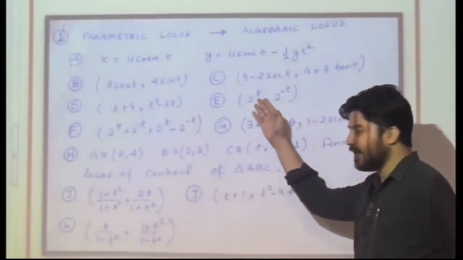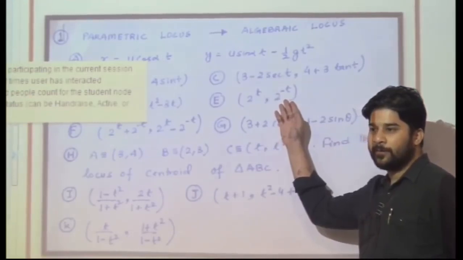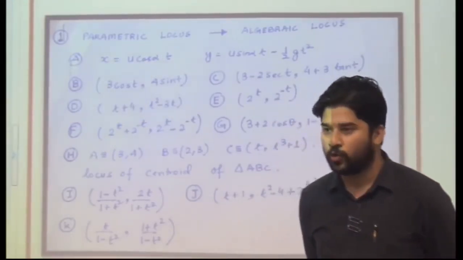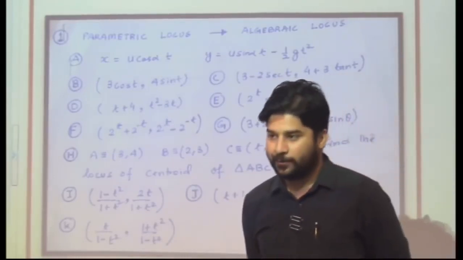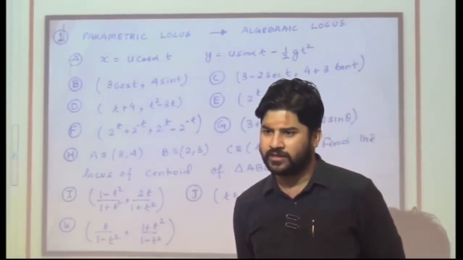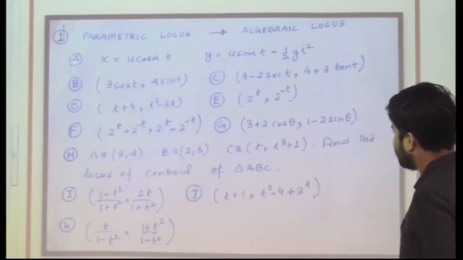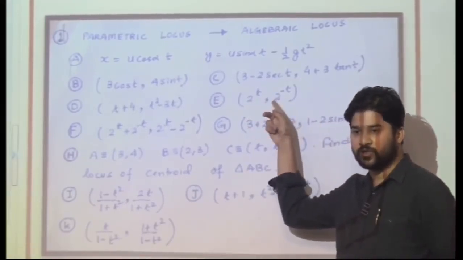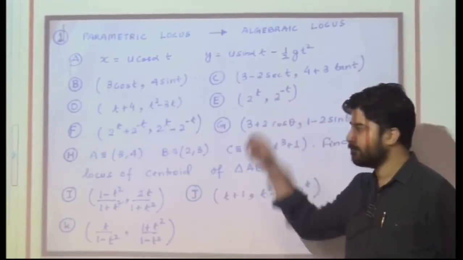X is to the power t and y is to the power minus t. So x into y is 1. Right? This is the locus. This is called rectangular hyperbola. We'll discuss later on what these are. So x is to the power t and y is to the power minus t, so xy is equal to 1.